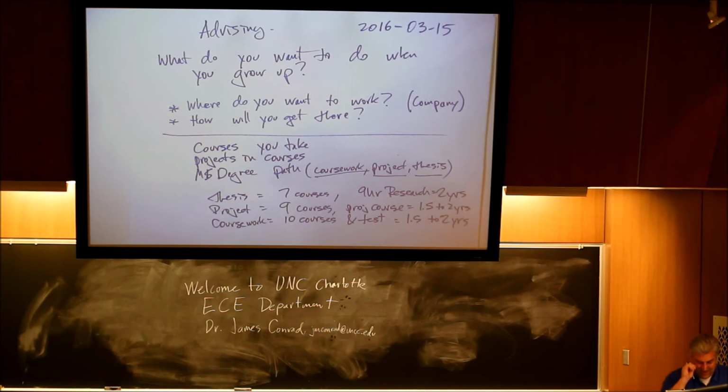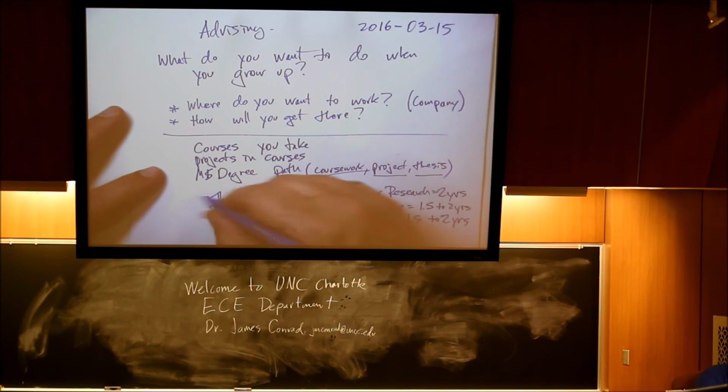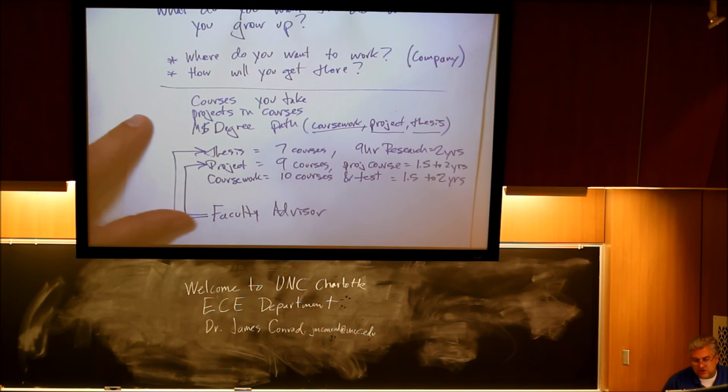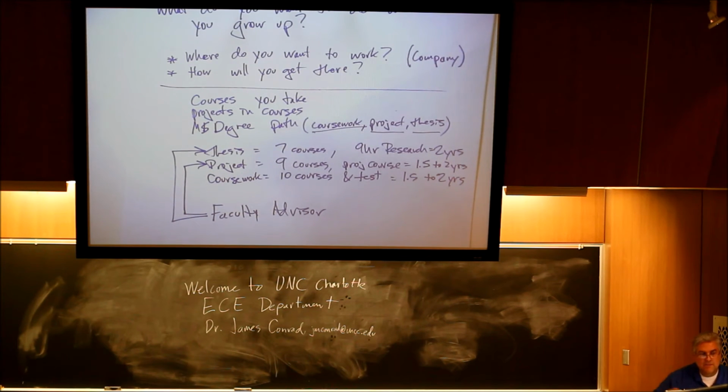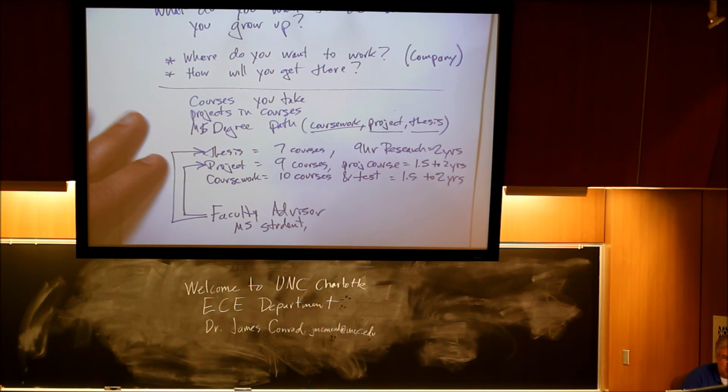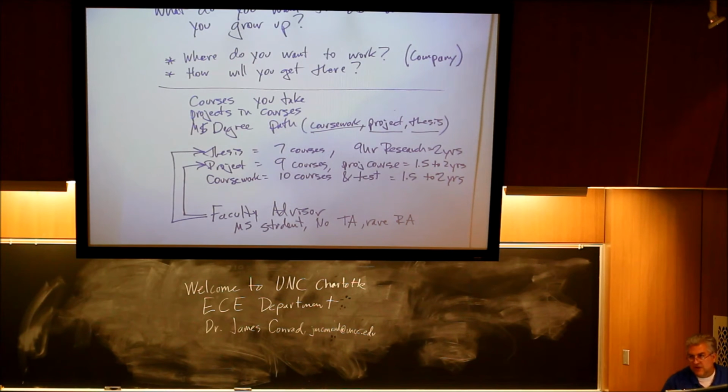And so there are 2 caveats. This one and this one means that you must have a faculty advisor. At our university, we have so many master's students compared to PhD that you can expect that if you are an MS student, you will get no TAs and rarely a research assistantship during your first year. Some of you will get it though.